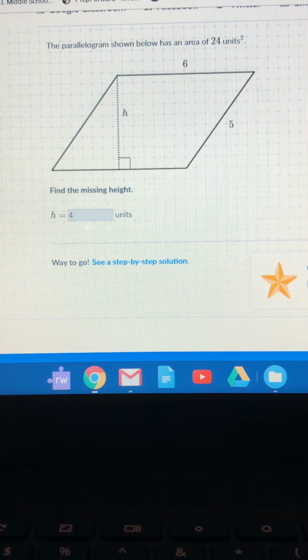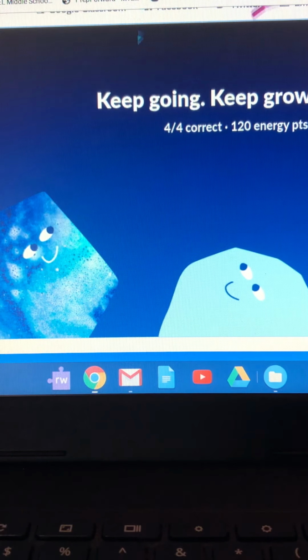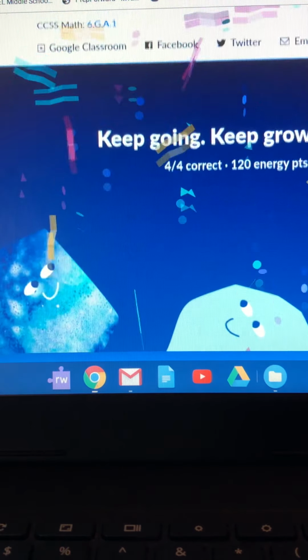All right, so hopefully that helps you solve this, find the missing length when given the area of a parallelogram. Thank you.